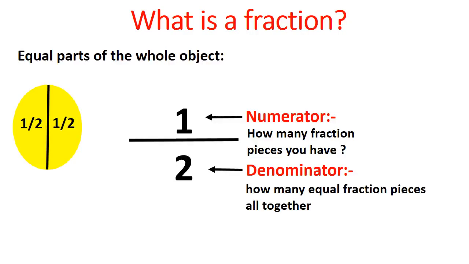Okay, here the numerator is the part and the denominator is the total. Denominator represents down. Denominator down. So we write the number down. DD. Okay, numerator never down. It's up.